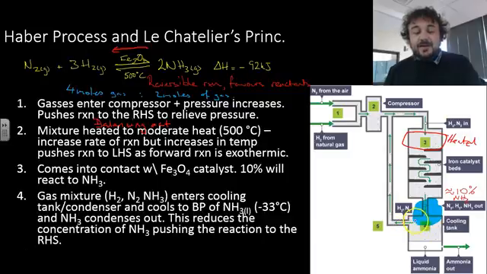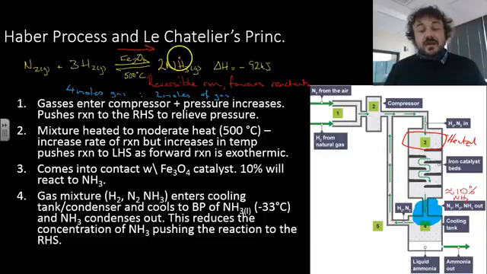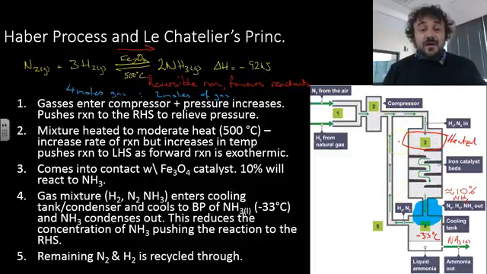So this gas mixture enters this cooling tank, or a big condenser, and cools to the boiling point of ammonia, about minus 33 degrees. This allows the ammonia to become a liquid, and it condenses out. On top of this, you've also taken ammonia out, so you reduce the concentration here, which will push the reaction further to the right, because you've taken some of that concentration away, so it will make up more ammonia to push that reaction to the right. And then we get it there. Then the final step is that the remaining hydrogen and nitrogen is recycled back through, and it just keeps going around and around and around.